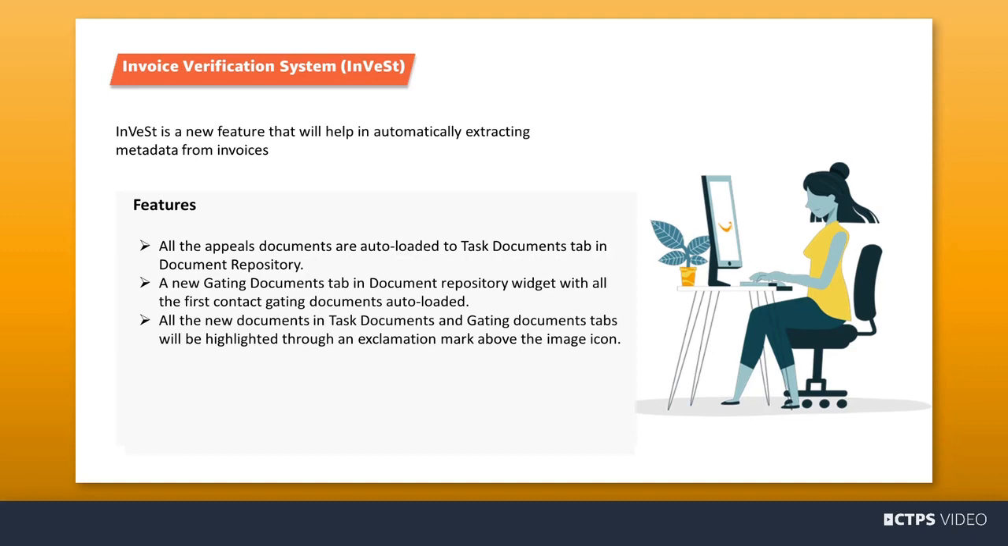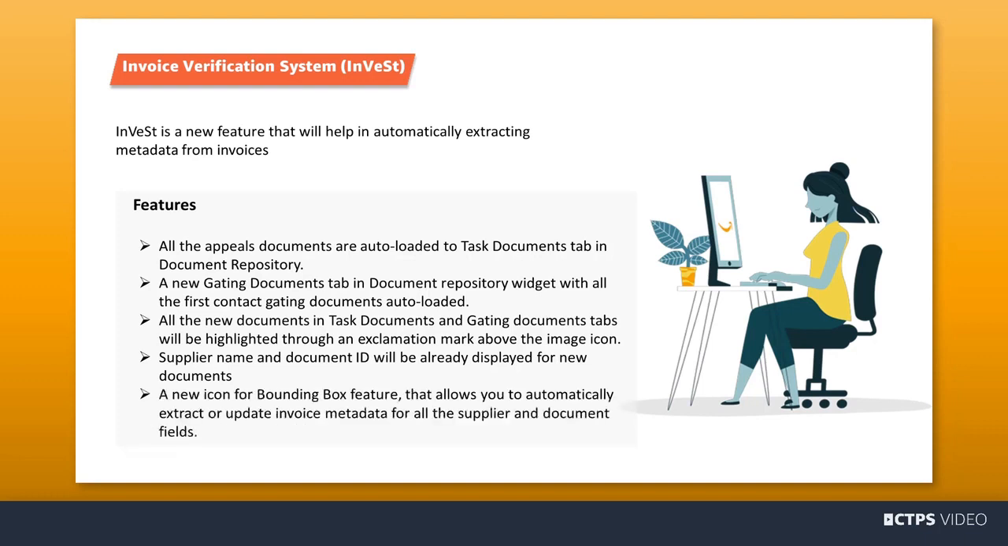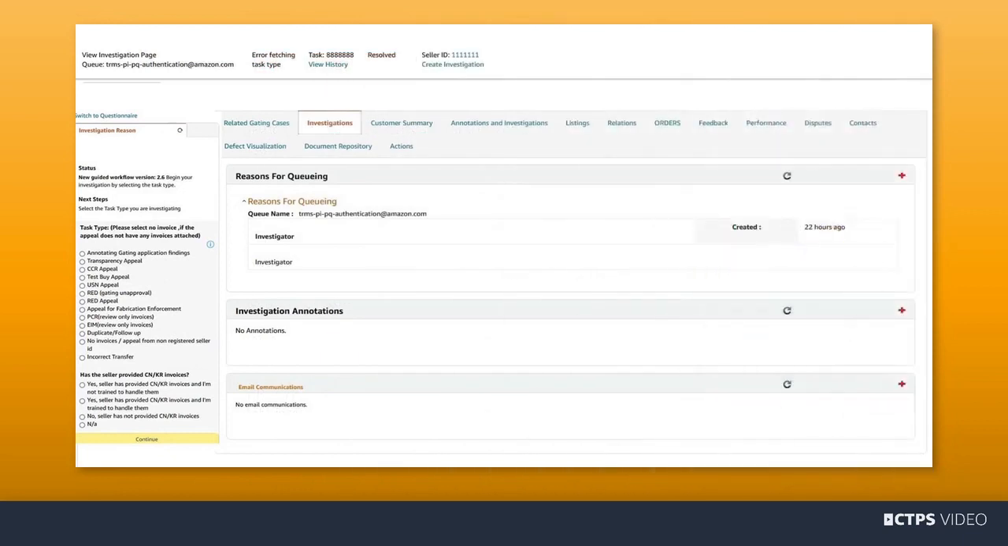Documents in the Task Documents and Gating Documents tabs are highlighted with an exclamation mark above the image icon. Supplier name and document ID is already displayed for new documents. And a bounding box that allows you to automatically extract or update invoice metadata for all the supplier and document fields.